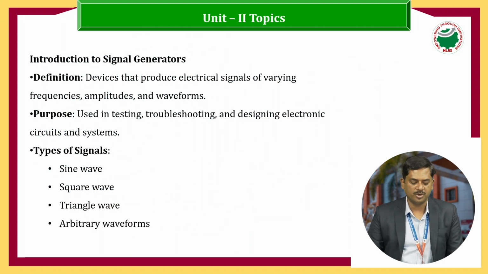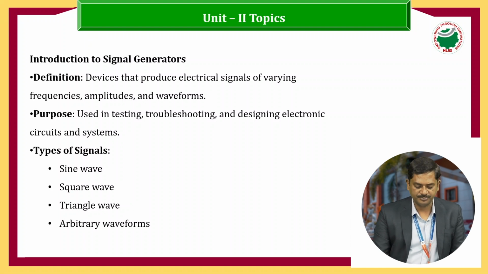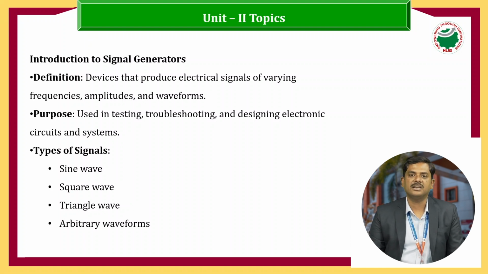Coming to the unit 2 topics, we have the introduction to signal generators and signal analyzers also. So basically signal generators, as the name itself says, are devices which are able to generate varieties of signals. Basically a signal can be mathematically represented as A cos(omega t + phi), which clearly gives the parameters: the amplitude, the frequency and the phase angle.